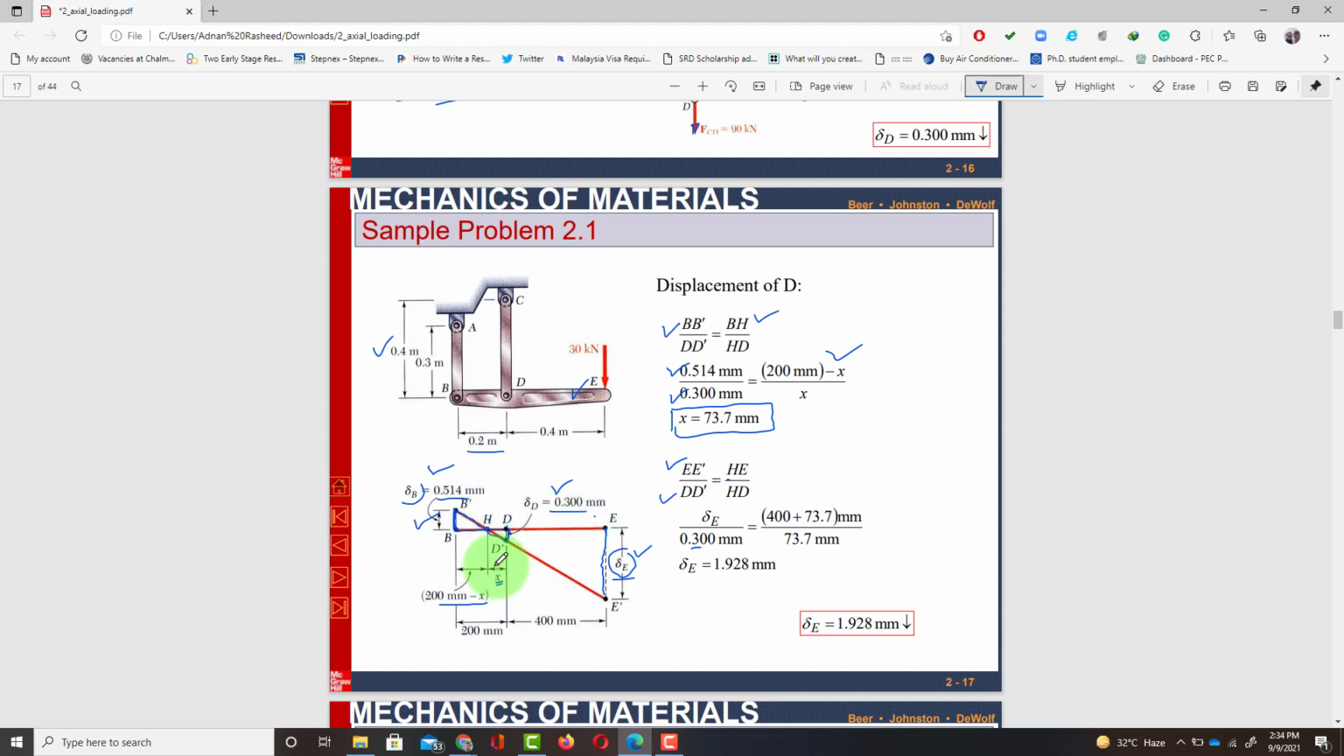HE is the total length, which is the length X plus this length 0.4. Now it is in meter and here it is 400, that is in millimeter. So 400 plus this distance X, which is 73.3. So that is HE, divided by HD, which is 73.3. When you calculate it, you will get the deflection at point E. So by this you have calculated the deflection or deformation at points B, D and E. So this was all about sample problem 2.1. Any question? If you have any question, you can ask.